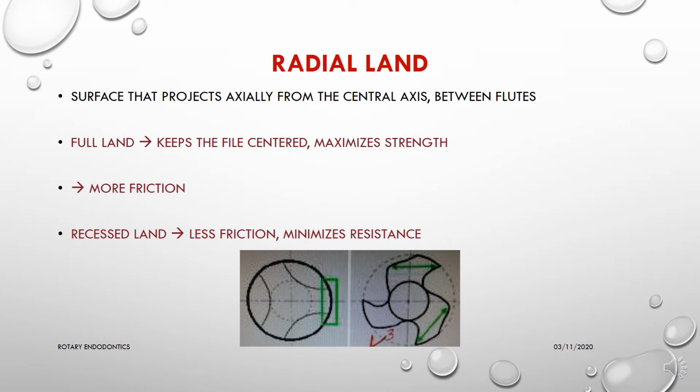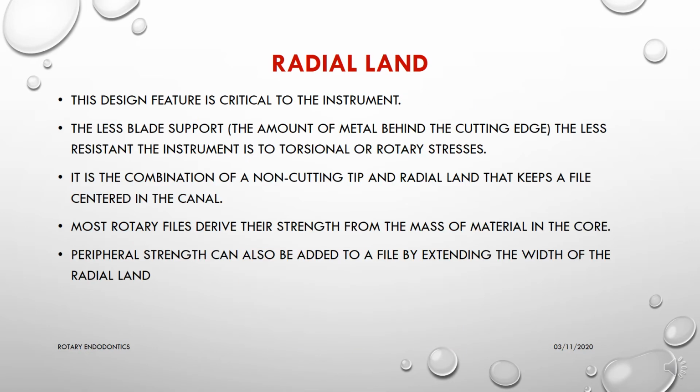One more important characteristic of rotary instruments is the radial land. Radial land is a surface that projects axially from the central axis between the flute spaces. A full land keeps the file centered in the canal and maximizes the strength of the instrument, but it may encounter more friction. Whereas with a recessed land, there is less friction and it minimizes the resistance when the file is moving inside the canal. The radial land feature is a very critical aspect of the instrument.